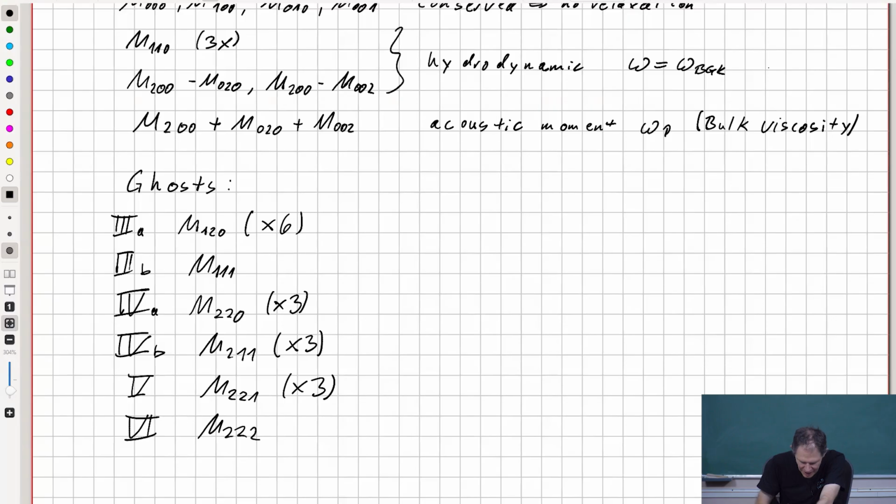So these are naturally disjoint groups of moments, but this is not necessarily the best way to subdivide them. Actually, we have to ask whether these can be further subdivided, and they can.